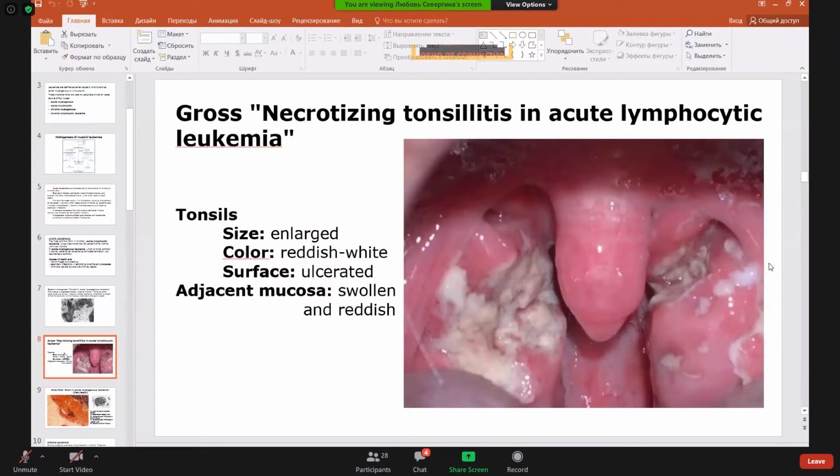We talked about the changes in organs in acute leukemias. On this photo, you can see severe necrotizing tonsillitis, the throat of a child, of course, associated with acute lymphocytic leukemia. I want to ask you, please use your workbooks now.